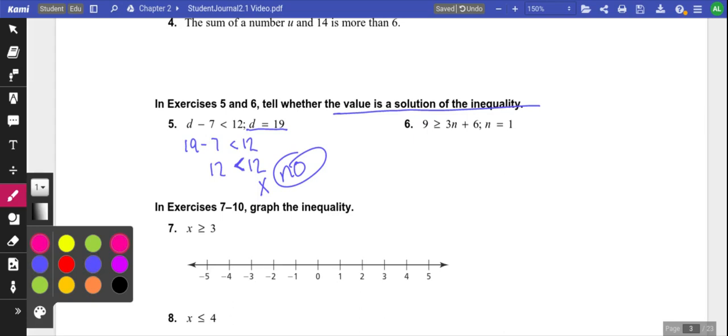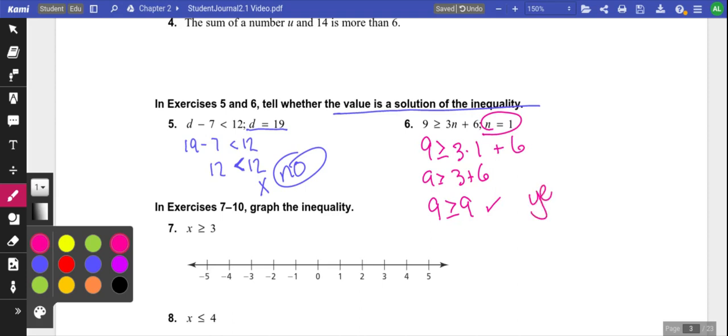Same thing over here. We're plugging in 1 here as n. So 9 is greater than or equal to 3 times 1 plus 6. That's 3 plus 6, so 9 greater than or equal to 9. Since we have or equal to in here, this is fine. If it was just 9 greater than 9, it wouldn't work. But since we're including or equal to, then yes, 1 is part of that solution set.